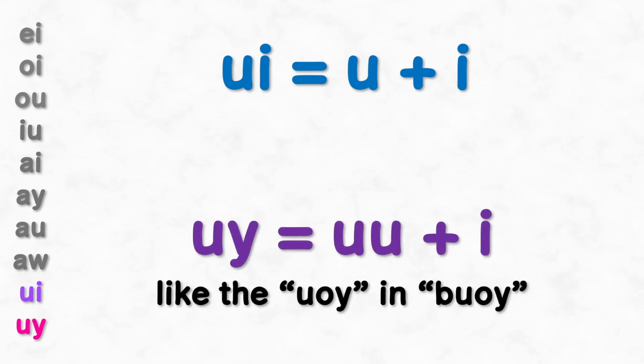The second one, UY, is a bit easier. That's U and E put together. It's kind of like the sound in the English word buoy, but more of a smoother transition because it should be one syllable, not two. Compare Cantonese buoy versus English buoy.